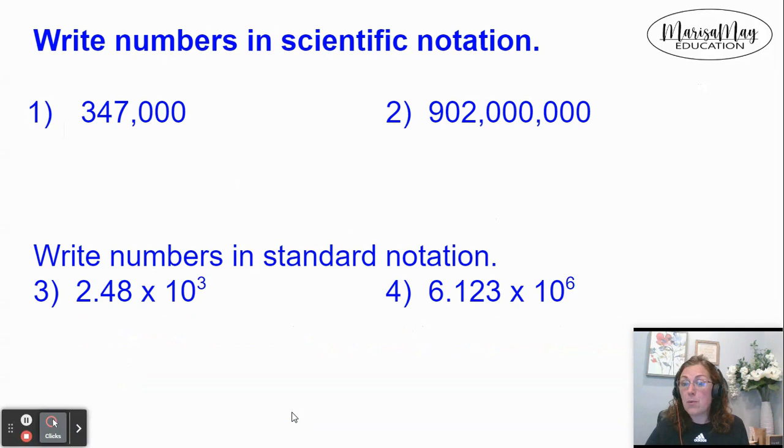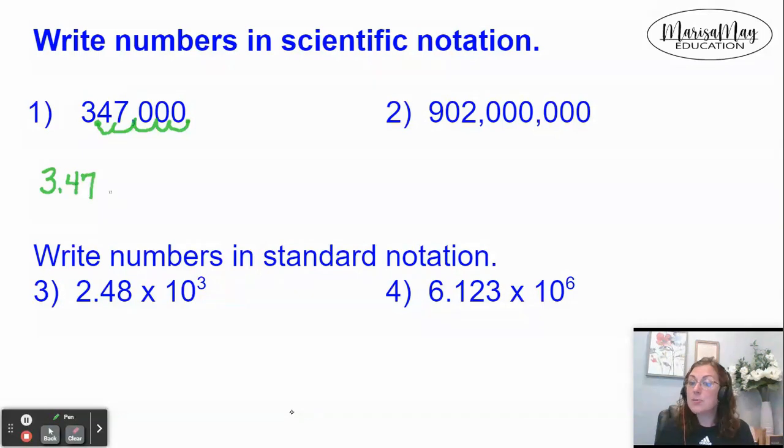So let's take a look at how we write numbers in scientific notation. If that number has to be between 1 and 10, then 347,000 is way too big. We've got to get that number down. In order to do that, we move the decimal from the back of the number, however many places we need to get to a number that is between 1 and 10. And right there's where I can stop because 3.47 is between 1 and 10. So I've taken care of the first rule.